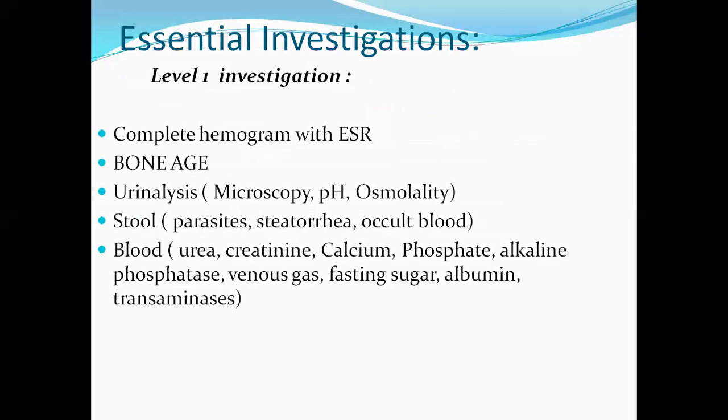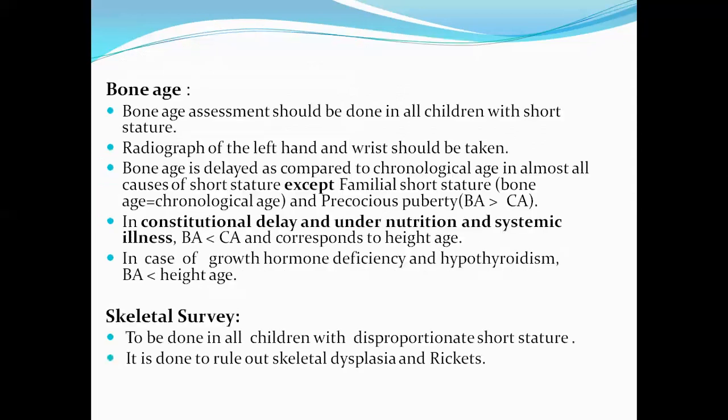Level 1 investigations are complete hemogram with ESR, then bone age, definitely we need to measure, then urine analysis, microscopic, pH, osmolality, then stools examination for parasites, tTG, and we will examine for urea, creatinine, calcium, phosphate, alkaline phosphatase, venous gases, fasting sugar, albumin, and transaminase.